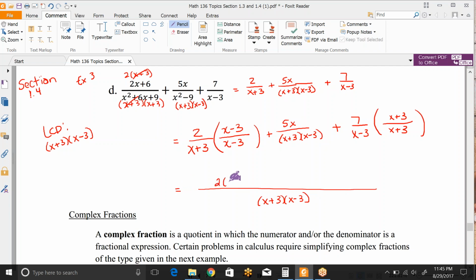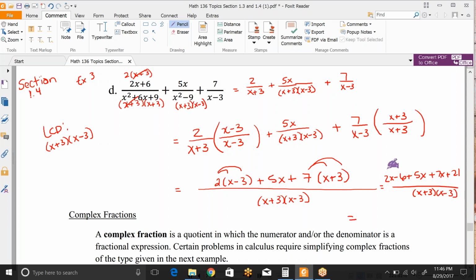This is 2 parentheses x minus 3 plus 5x plus 7 times x plus 3. You want to work out the top completely. Do not cancel anything at this stage. There's all this addition connecting everything. So this would be 2x minus 6 plus 5x, and this would be 7x plus 21, all over x plus 3, x minus 3.